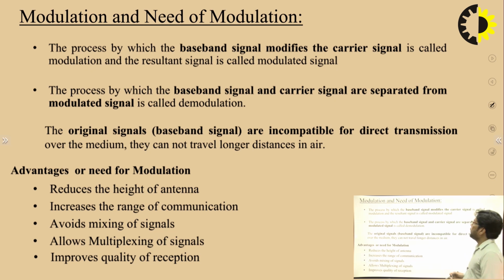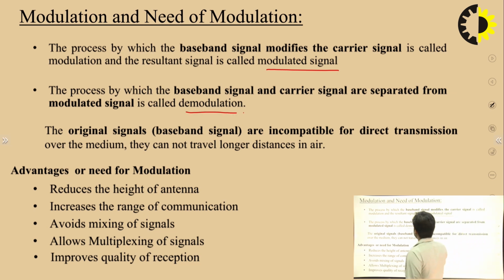The process by which the baseband signal modifies the carrier signal is called modulation, and the resultant signal is called the modulated signal. In other words, the process by which the baseband signal and the carrier signal are separated from the modulated signal is called demodulation. Both are complementary by nature. The baseband signal is nothing but the message signal, the original signal, the low frequency signal, etc.